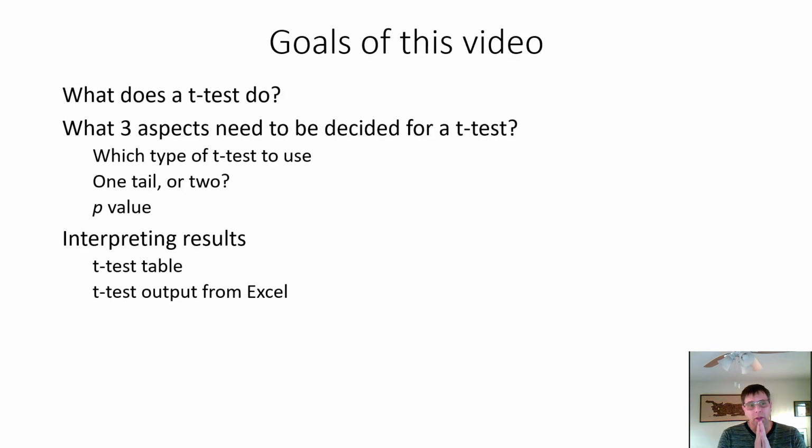So the goals of the video are to explain a little bit about what t-tests do, what three aspects you need to decide when you're running a t-test: the type of test to use, whether or not you're going to do one tail or two, and selecting a p-value. And the third part is just interpreting the results, both from the t-test table and the test output from Excel.